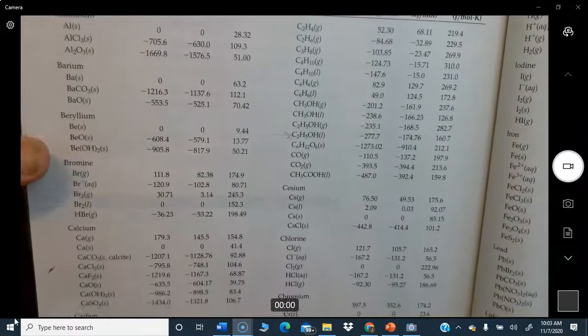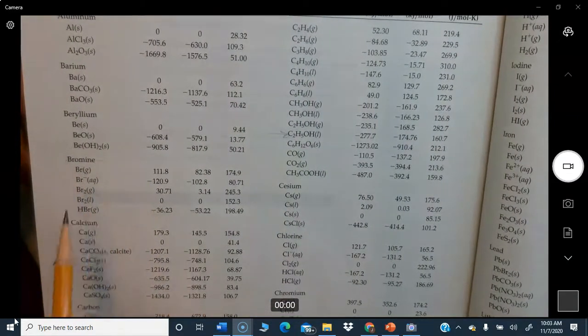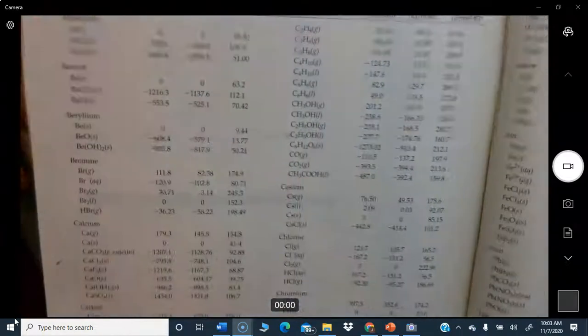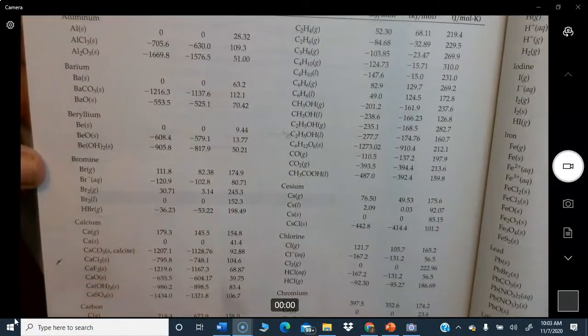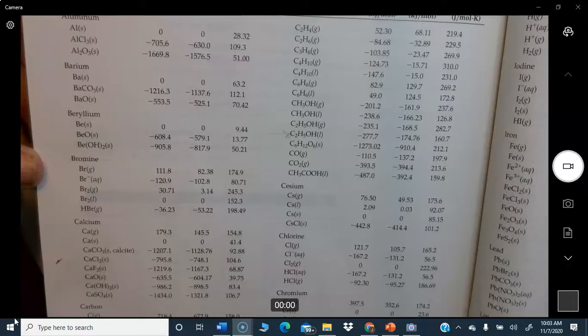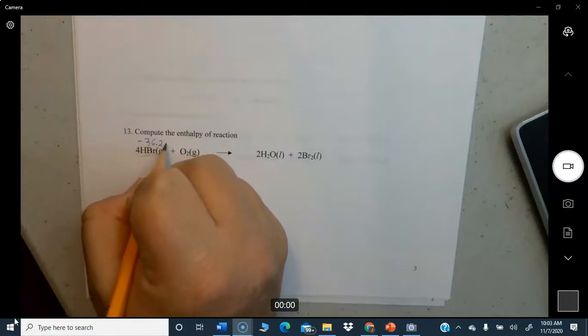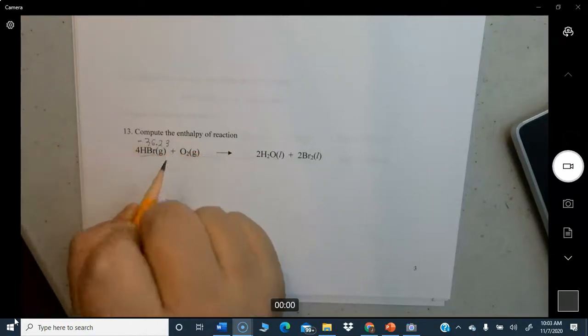Kilojoules. Now let's come down to problem 13. Let's look it up while we're in the book right now. HBr. So HBr is right here. It's under bromine, not under hydrogen. There it is, HBr as a gas. And it's negative 36.23. So that's where you would get those. So that's how you would use this appendix in this book. Okay, so we'll do that one next.